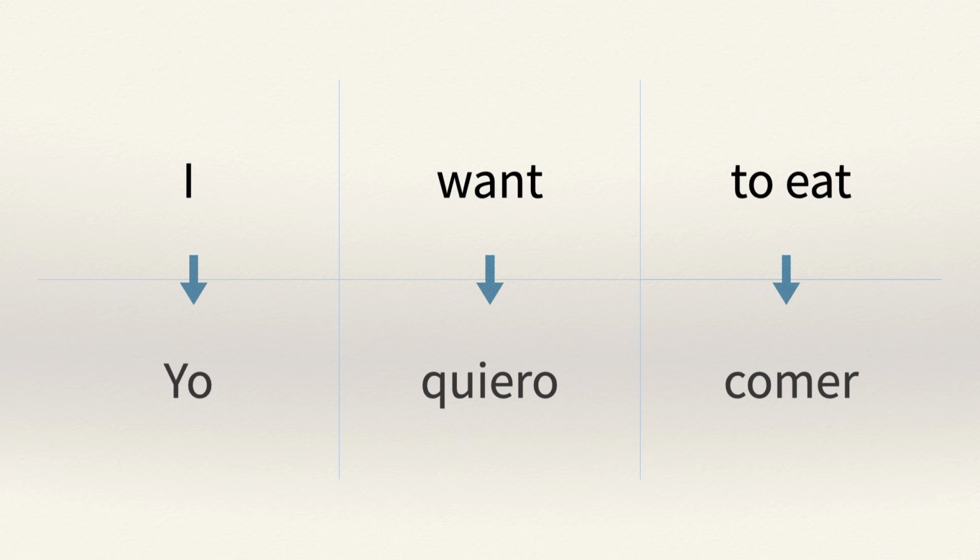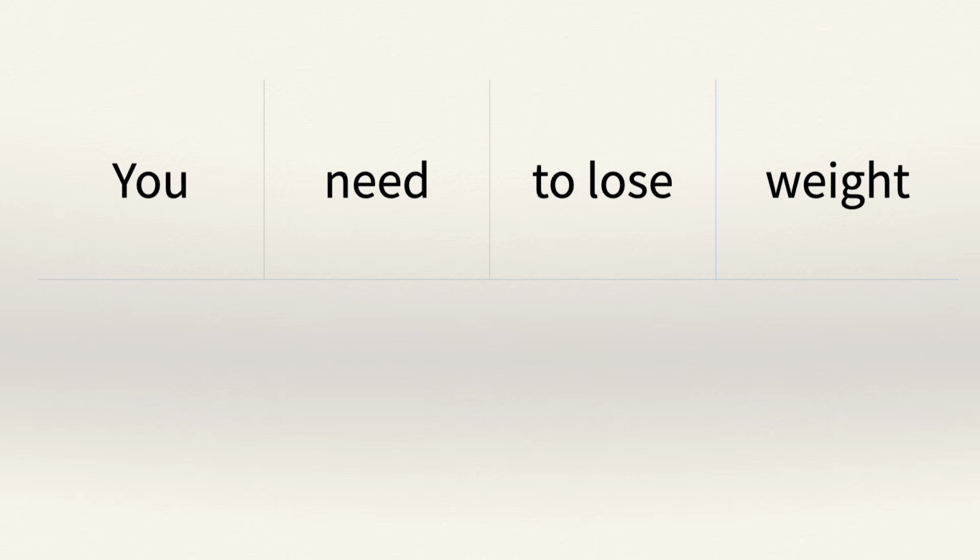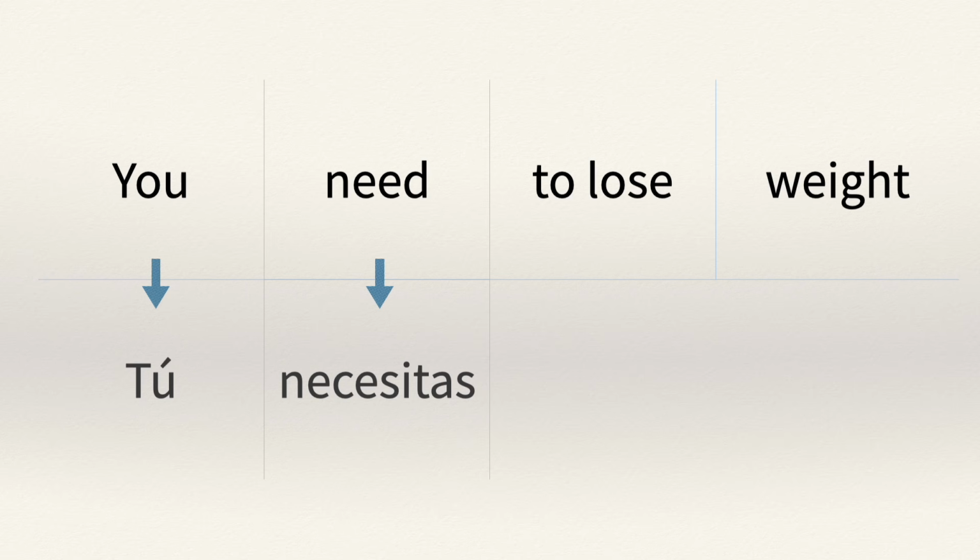Very good. Let's take a look at another example similar to that one. You need to lose weight. How do you say you in the informal singular form? Tú. Need. Necesitas, because we're conjugating it to the person, to the pronoun. And we have the infinitive verb. To lose, in this case, is perder. And do you know how to say weight? Peso. Tú necesitas perder peso. Now you say it. Tú necesitas perder peso.